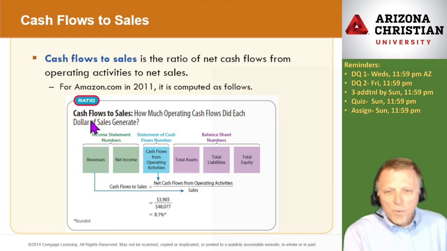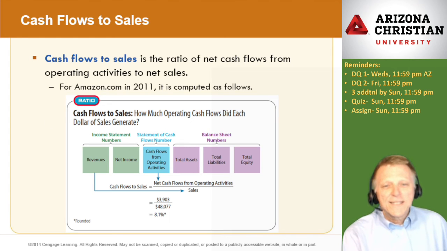Another important ratio is the cash flows to sales ratio. It's the ratio of net cash flows from operating activities compared to sales. So how much cash is generated by every $1 of sales is what this measures. If you have a lot of sales, but it's not generating cash, then maybe your customers are not paying their bills on time to you. Think about the accounts receivable discussion earlier in the term.